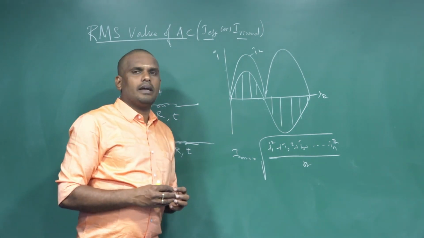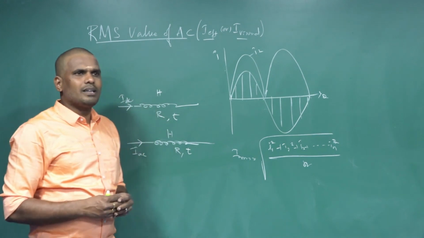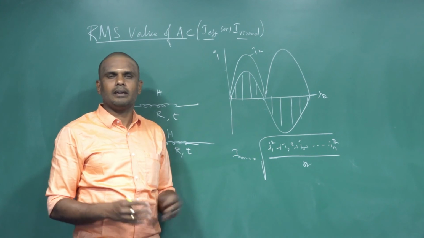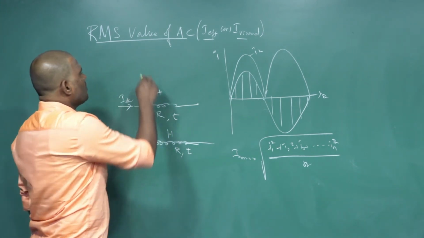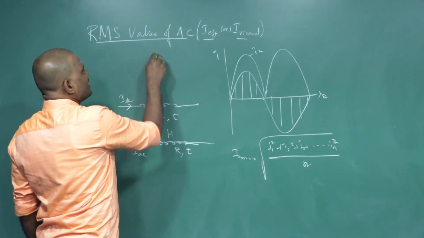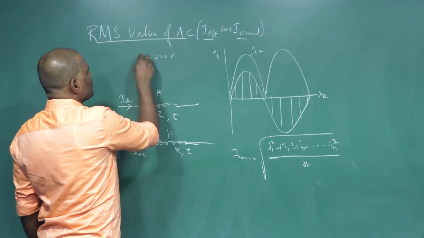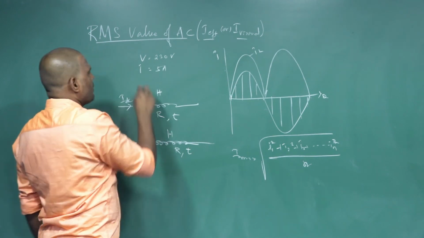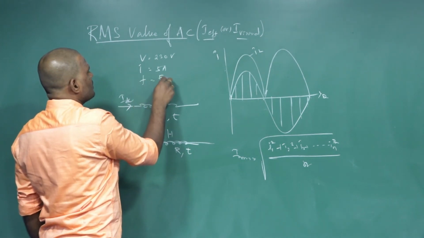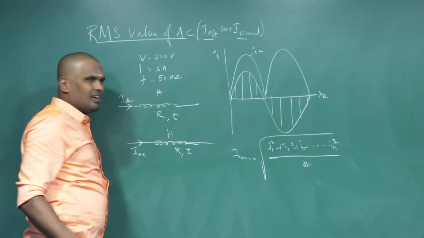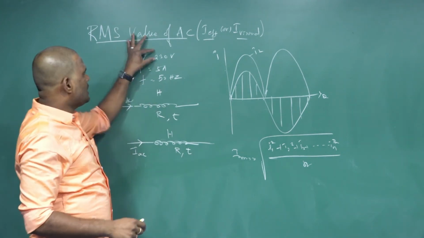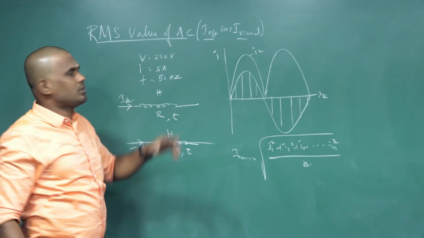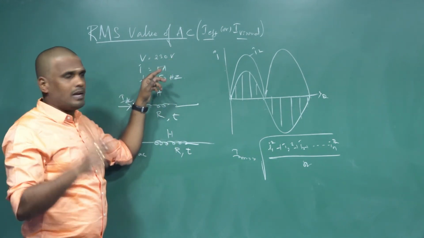IRMS equals Im by root 2. Whatever the currents and voltages we discuss in general, for household supply, the RMS value or the voltage rating will always be given as 230 volt, and the current rating will always be represented as 5 ampere. Frequency is always given as 50 hertz. What is the meaning of this? All these values indicated are RMS values. 230 volt is the RMS value.